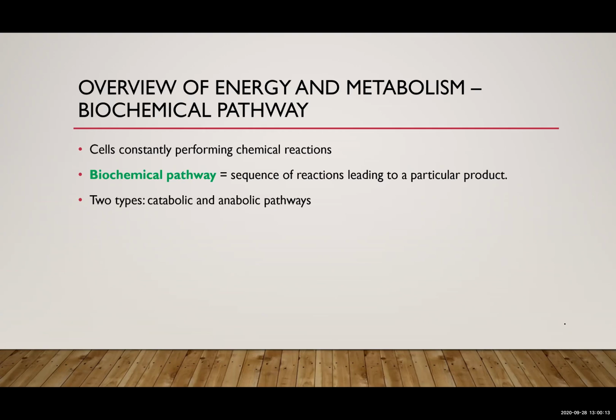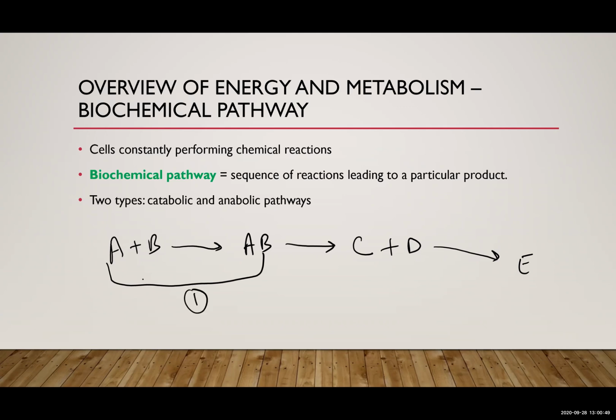Okay, so I'm gonna quickly explain what is a biochemical pathway. A biochemical pathway is a sequence of reactions in a biological system which will end up with some product. So for example, imagine if we reacted A and B and that gave us AB, and then AB broke down to give us C plus D, and then C plus D gave us something E. So see, this is a pathway. That's reaction number 1. In reaction number 1, our product is AB. That's our product, right?